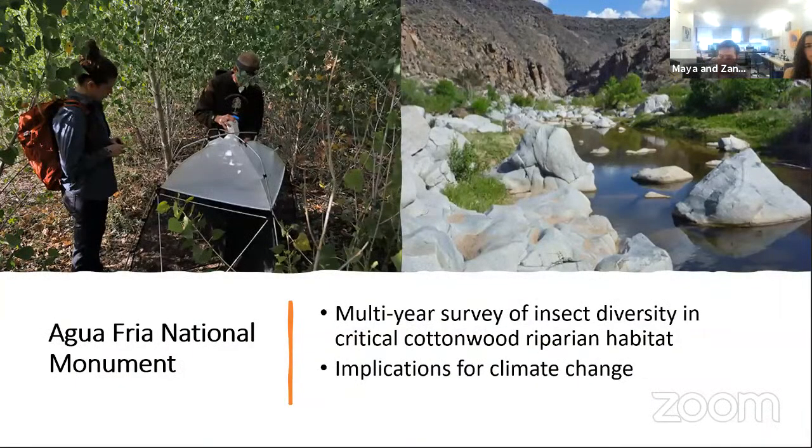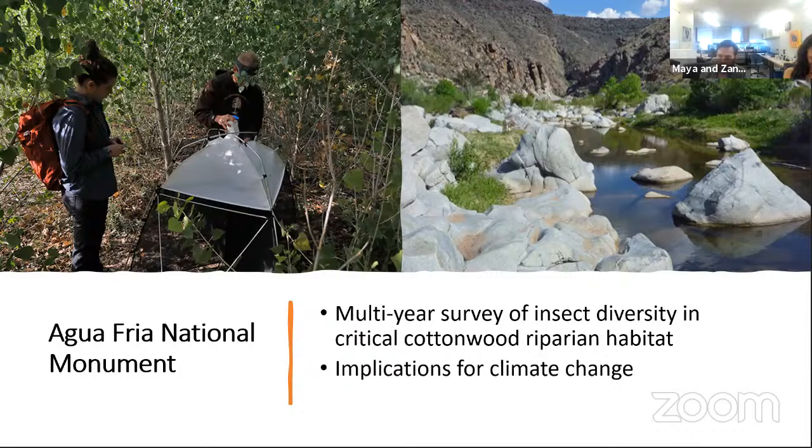So we also have permits to work in Agua Fria National Monument, which is an area about an hour north of Phoenix. Agua Fria is important because it contains extensive riparian habitat that's good for cottonwood trees and willow trees. We work there because it's been really heavily affected by drought. Some of the previous projects there had actually been canceled because they weren't getting enough water to sustain their plant gardens.